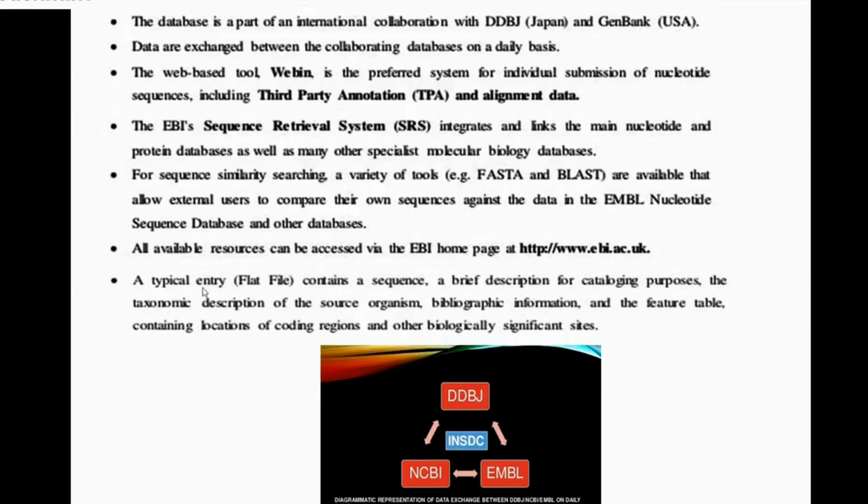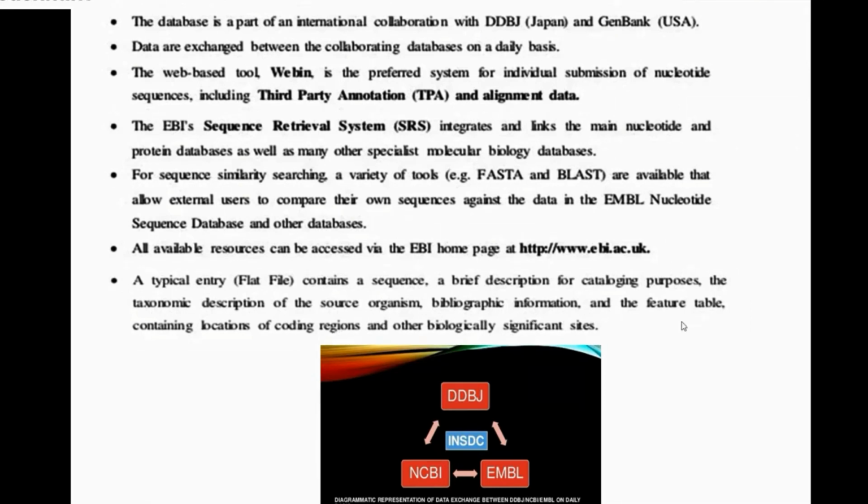The flat file entry contains the sequence and a brief description for cataloging purposes, the taxonomic description of the source organism, bibliographic information, and the feature table containing the location of coding regions and other biologically significant sites. हर एंट्री का क्या रहता है, दो सेक्शन रहते हैं. One is the sequence section, which contains the nucleotide sequence, and another is the annotation section. The annotation section will contain the taxonomic description of the source organism, bibliographic information, and the feature table.